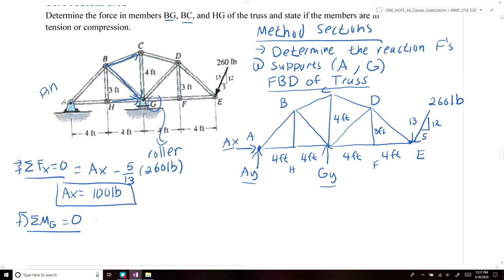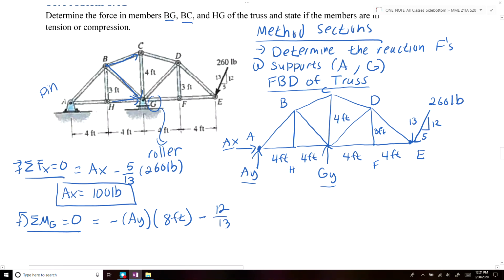If we use the right-hand rule, AY will create a clockwise moment about point G, so it would be a negative moment. It would be equal to AY times 8 feet, because point A is 8 feet away from point G. And for the applied force, we're only going to consider the vertical component, which is going in the negative y direction. Again, using the right-hand rule, that would cause a negative, clockwise moment about point G.